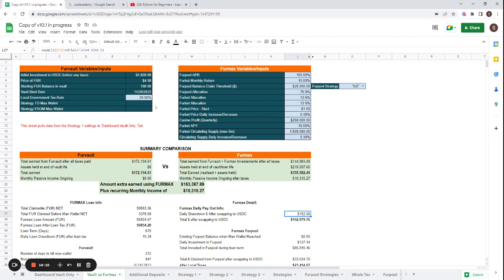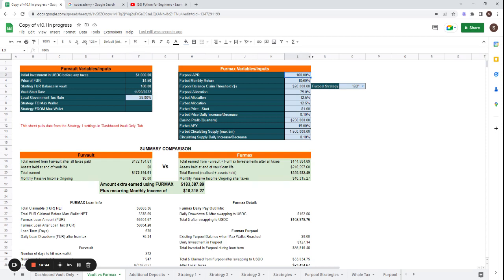So the way that this works, quickly, is there's a couple of extra little inputs that you need to put in here. Your local government tax rate. Now, obviously, we're not giving financial advice here in terms of what taxes you are liable to pay. That's something that you would need to go out and research yourself. But Furmax should be a tax efficient way for you to claim out of the vault. Please have a look at the official Medium articles that detail why that is likely the case.